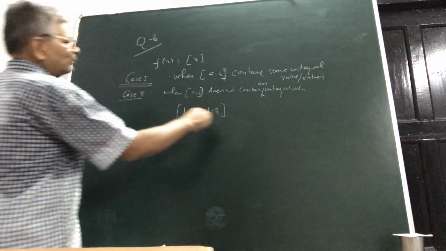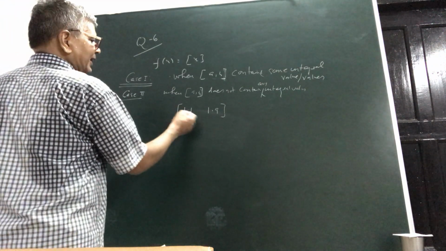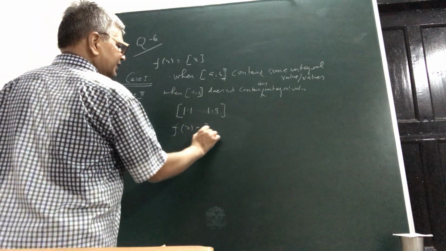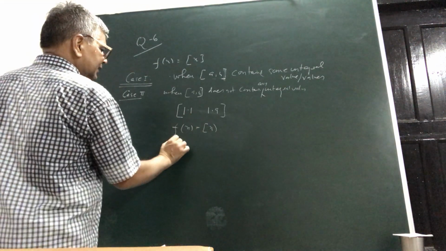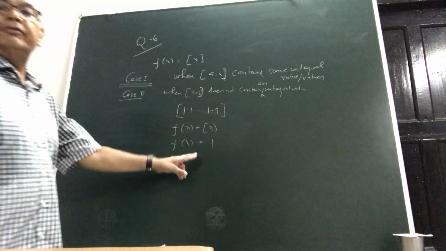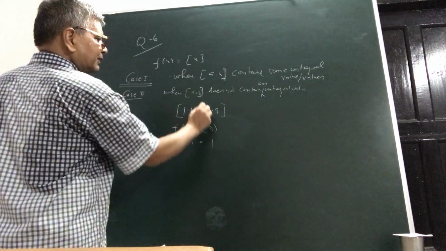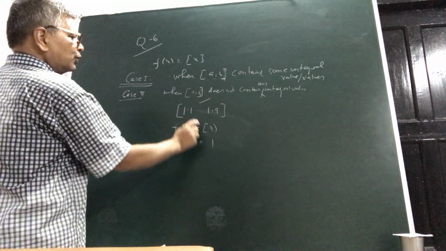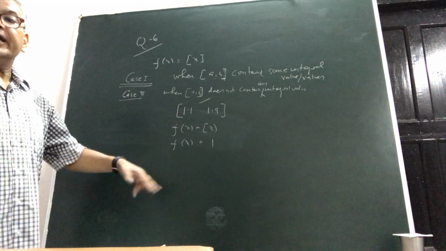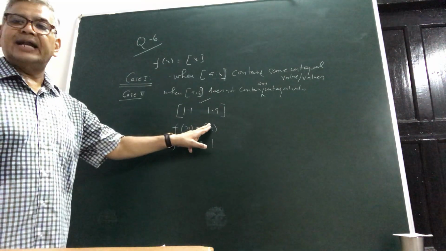Now throughout this interval, if my function is the greatest integer function, then for any x here, what will be the value? It will be 1. So whether I write f(x) equal to the greatest integer function or f(x) equal to 1, that is the same thing. So it is a constant function in this interval 1.1 to 1.9.